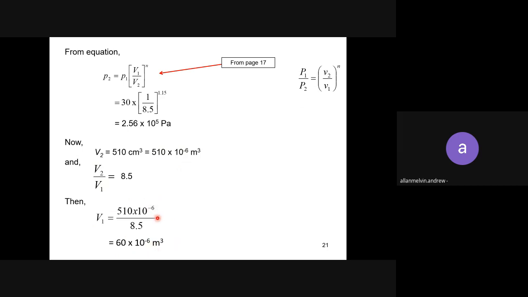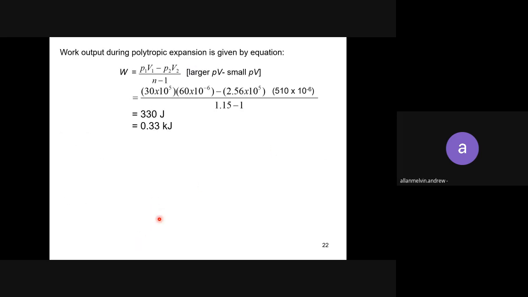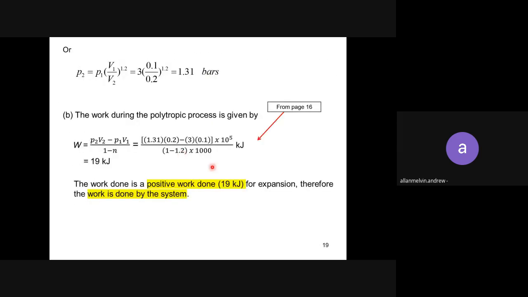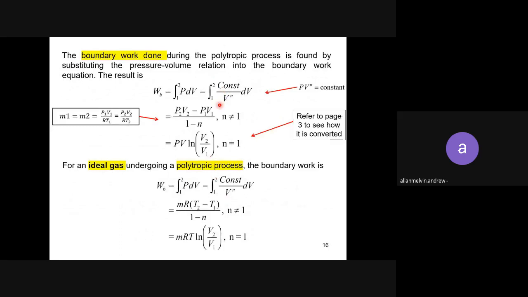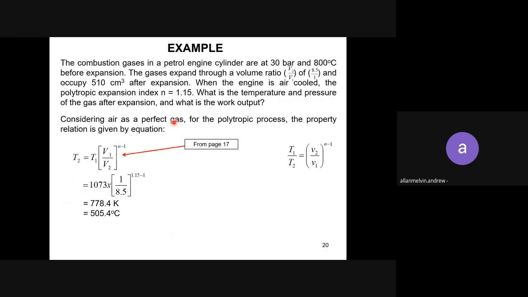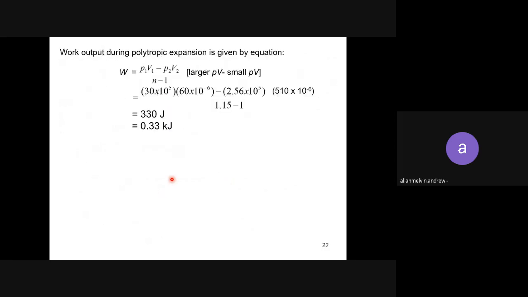So V1 you already found. Then you replace it in the polytropic expansion formula. I think one of these formulas you can take. Yes, I think in the question they took this formula. So P2 over this formula. Here we take the larger PV minus the smaller PV because we want to know the amount, not the direction.